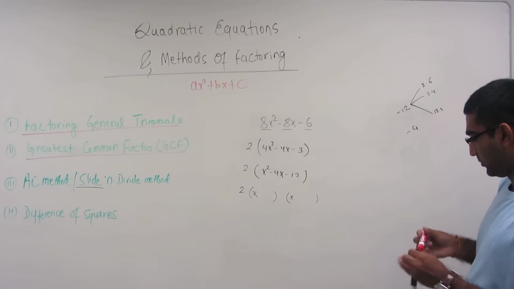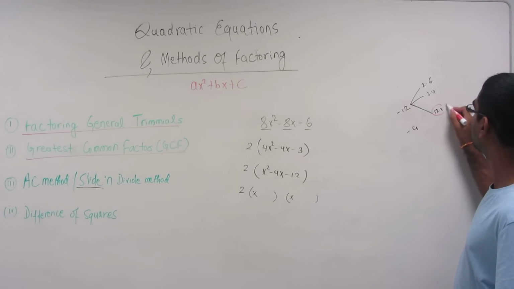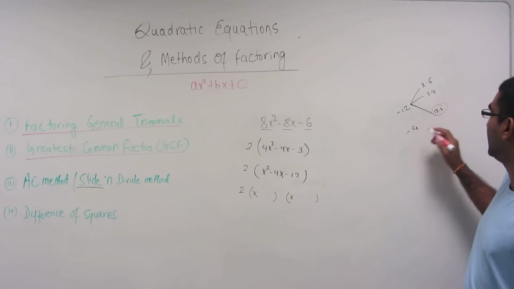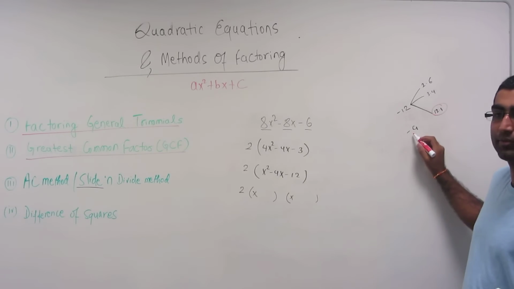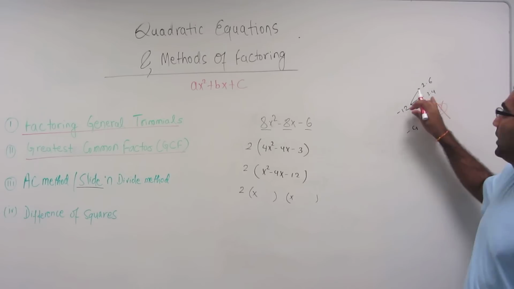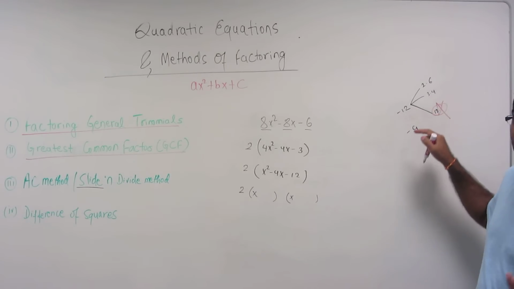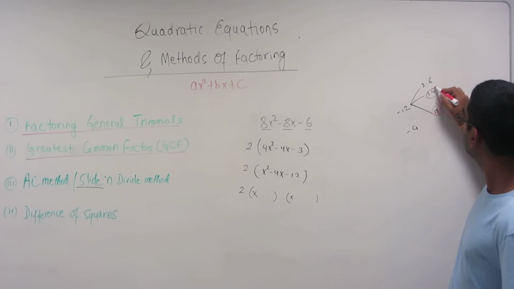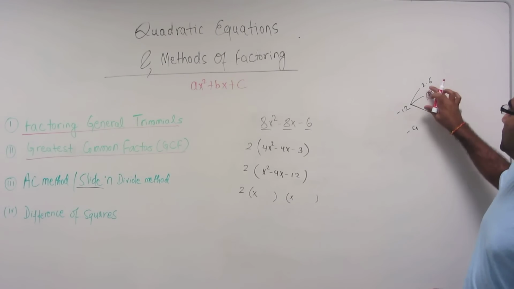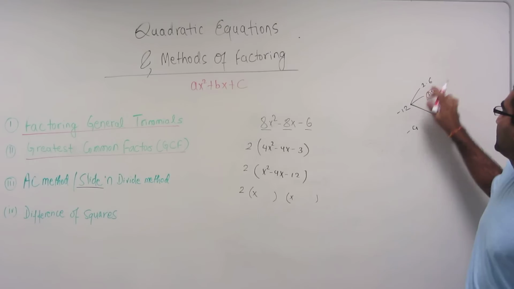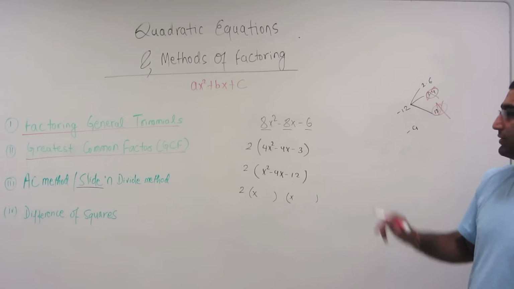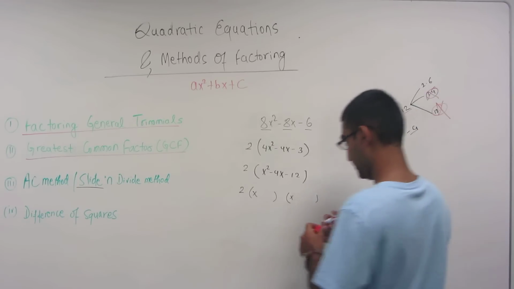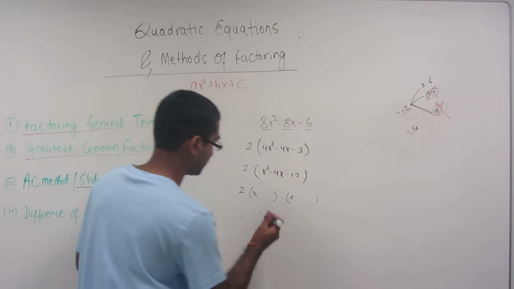Let's see, would 12 and 1 work? 12 times 1, 12 plus 1 is 13, 12 minus 1 is 11. We're not getting the -4 that we need, so this is not going to work. How about 3 and 4? Again, 3 plus 4 is 7, 3 minus 4 is -1. It's not -4. Not going to work. So how about 2 and 6? 2 minus 6 is -4. 2 times -6 is -12, which is what we need here. So we are going to use 2 and 6.